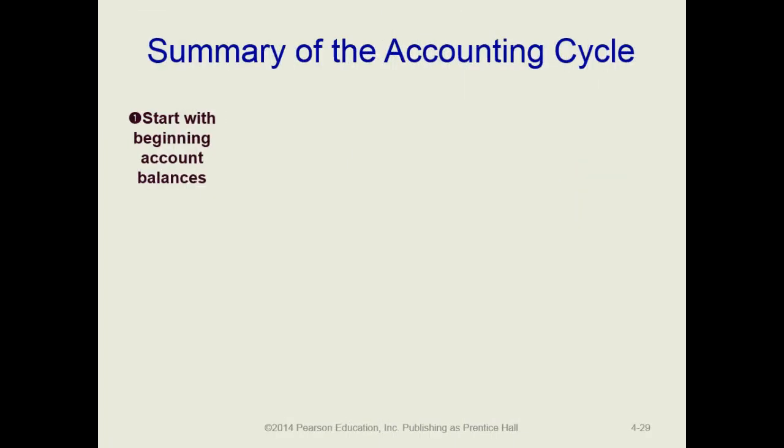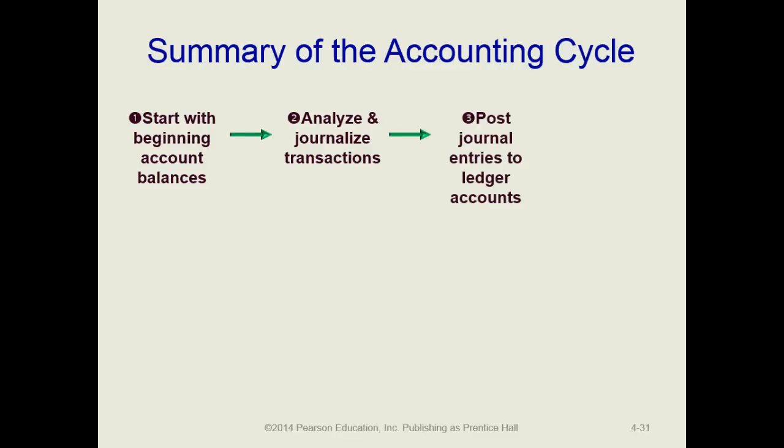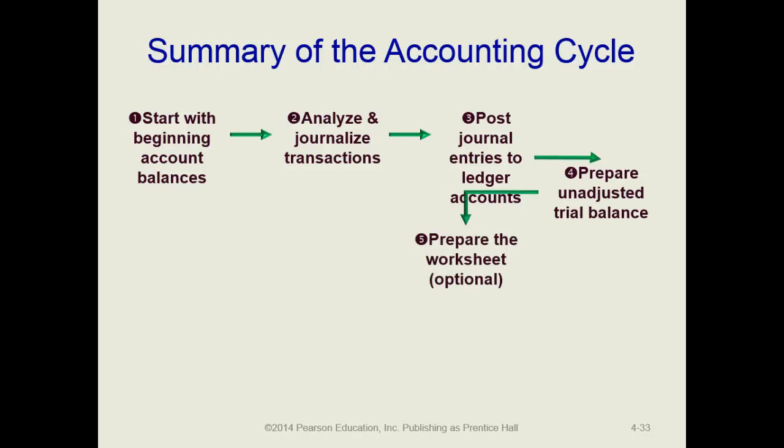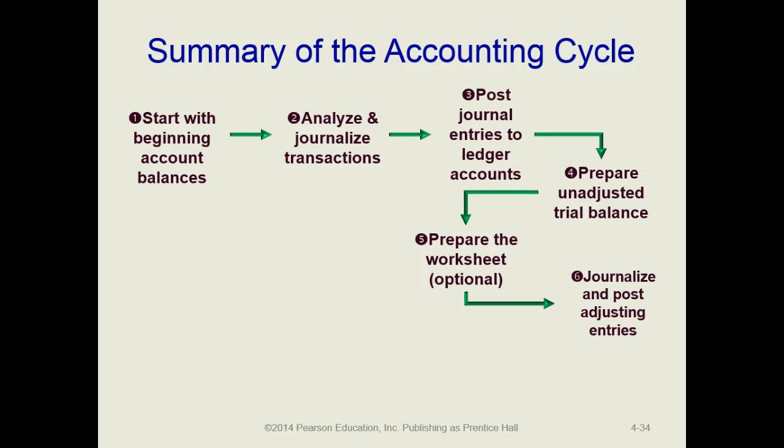This slide is very important. This summarizes what we've learned in chapters 1 through 4. Remember, in chapter 1 we started with the beginning of the accounting balances. We learned how to analyze and journalize transactions, so we're doing the journal entries there. We post the journal entries to the ledger. We prepare the unadjusted trial balance. And if you will, you put those amounts into a worksheet. Then you journalize and post the adjusting entries.